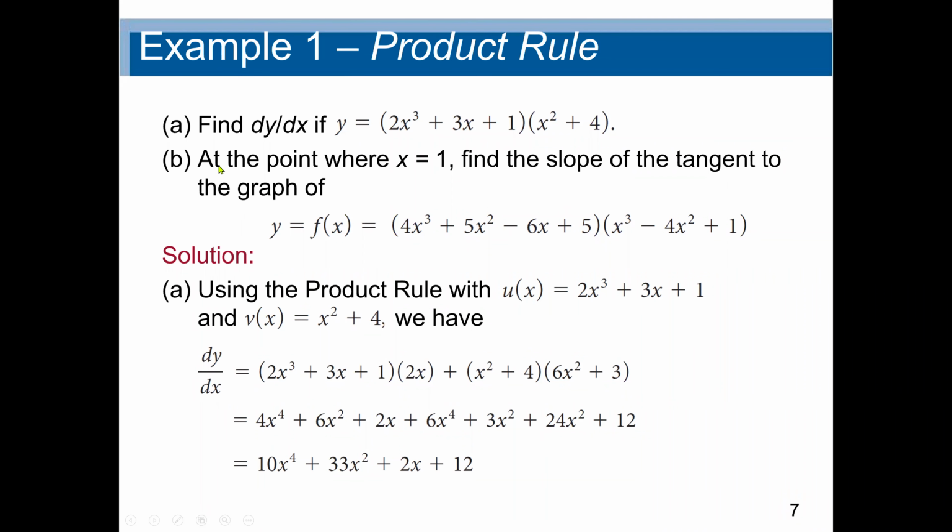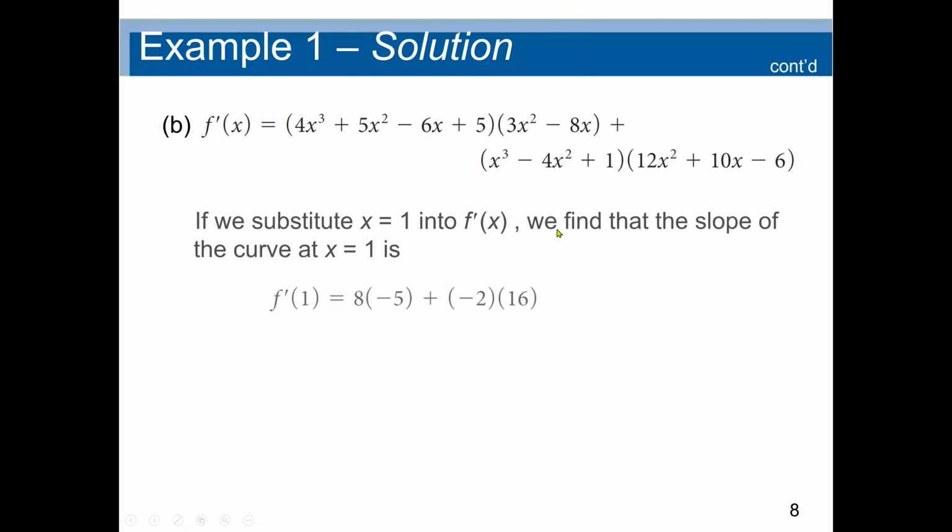So they say at the point where s equal to 1, find the slope of the tangent line to the graph. And we know if we want to find the slope of a tangent line, first we have to find the derivative of that function. Then the tangent line, the point where the straight line touches the graph, we substitute the x part of the point to find the slope of it. And that's what we did here.